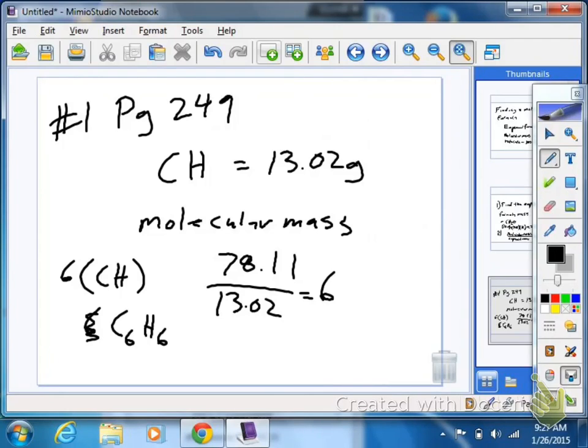It says change percents to grams. Well, these are already in grams, so you don't have to do that step. And then change grams to moles. Compare the moles. Come up with a mole ratio. That mole ratio then becomes your empirical formula. Once you have that, then you have the same information as you do in number 1. So do number 2 on page 249.